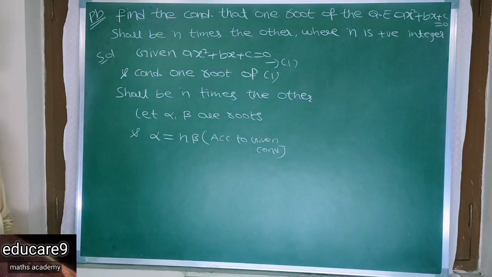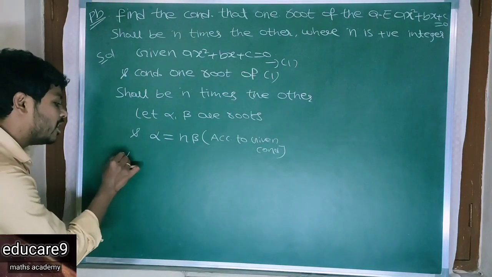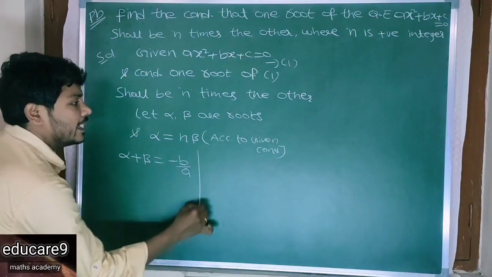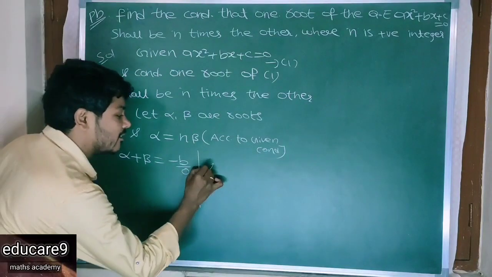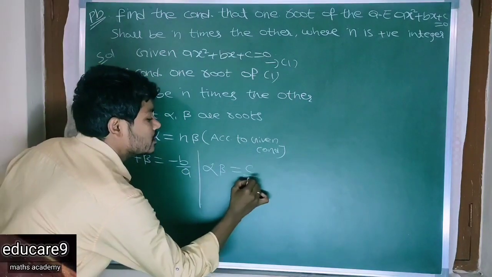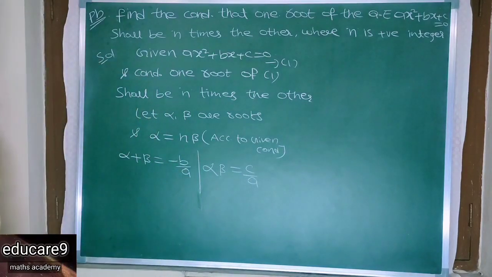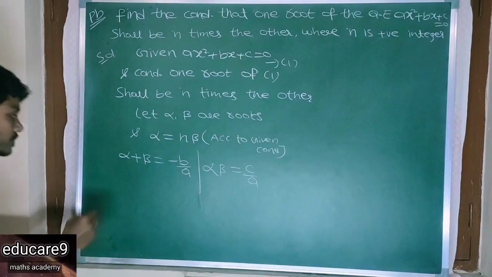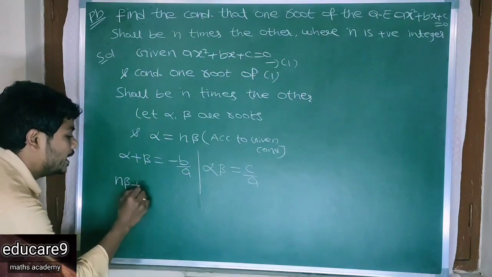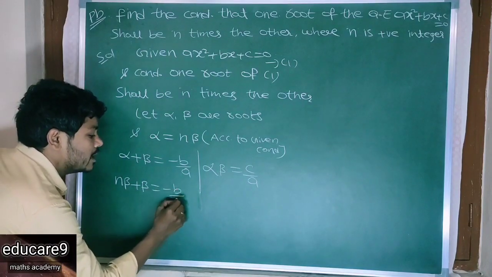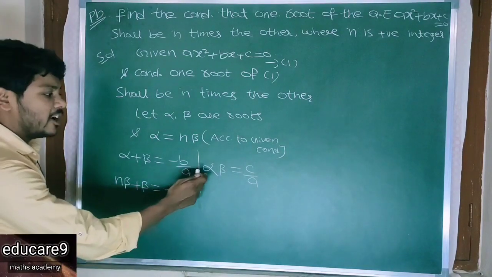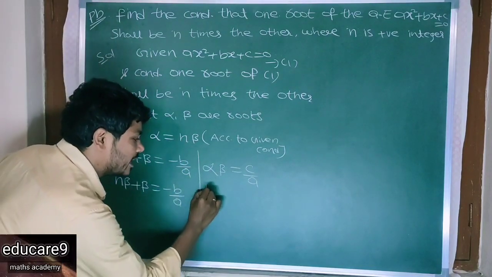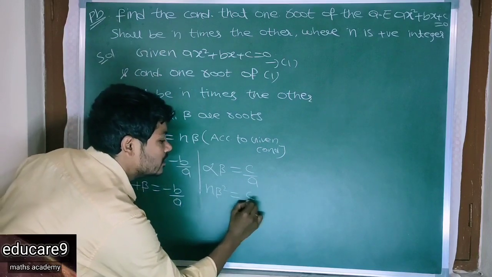Now here, what is the sum of the roots? Alpha plus beta is equal to minus b by a, and the product of the roots, that is alpha beta, is c by a. Now here alpha is n beta. Now substitute here n beta. N beta plus beta is equal to minus b by a. And here alpha into beta, where alpha is n beta into beta, so you get n beta square is equal to c by a.